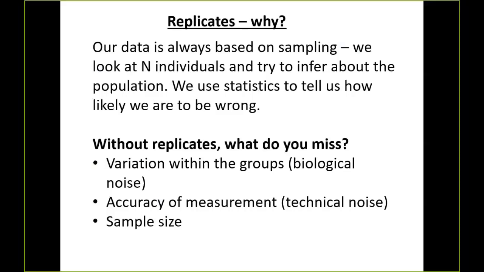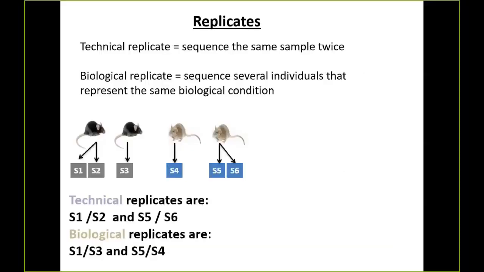Sample size, again, very important. So, a technical replicate is sequencing the same sample twice. A biological replicate is sequencing multiple samples in that biological condition or that biological group. So, for example, having multiple patients in your treatment and multiple patients in your control group. If you ever try going to the FDA where you don't have multiple patients in your treatment or your control group, please let me know how that turns out.